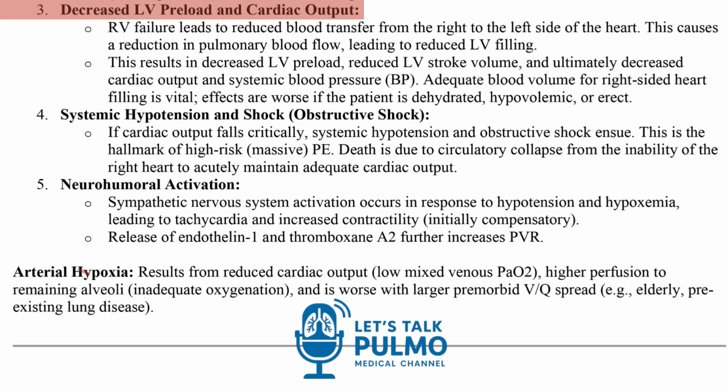Yes, there's also significant neurohumoral activation. The sympathetic nervous system, the fight-or-flight system, gets activated, and more vasoconstricting substances like endothelin-1 and thromboxane A2 are released, which can actually worsen the pulmonary vasoconstriction and increase the PVR even further. It can become a vicious cycle.